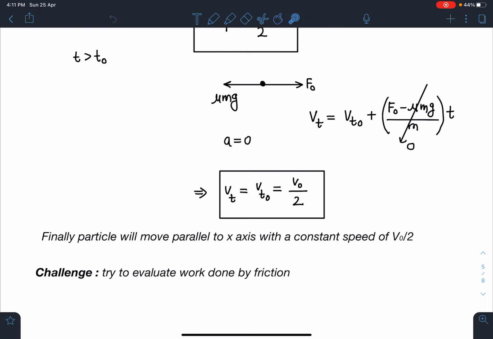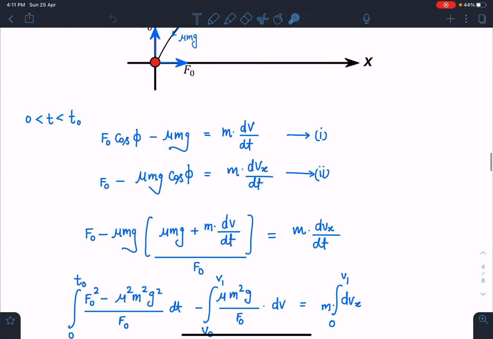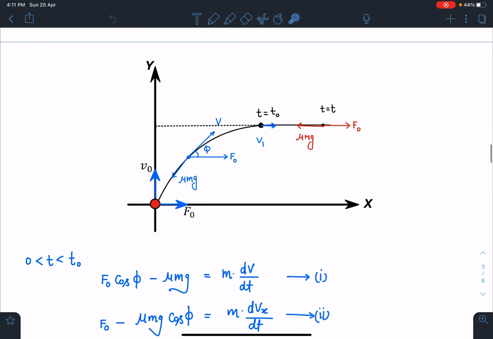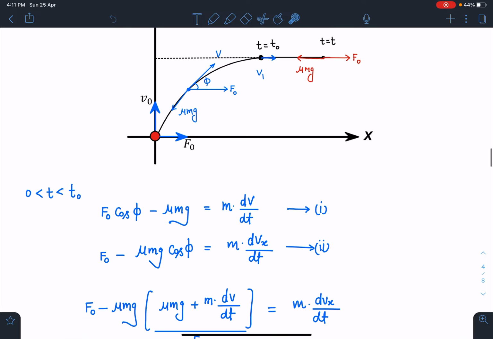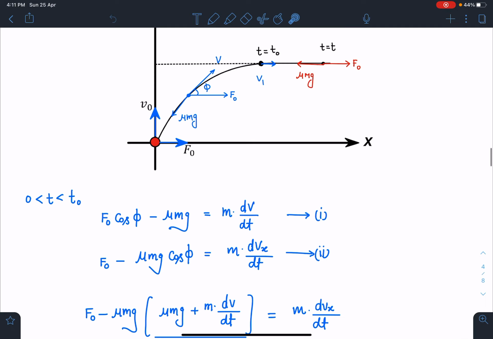If you try to calculate work done by the friction, take it as homework. So it's a very nice application of kinematics equations, and it is somewhat motivated from chasing problems, because there also you will be eliminating this cos phi dt term directly. So this problem took the idea from that particular problem.